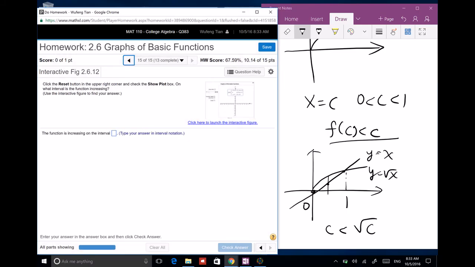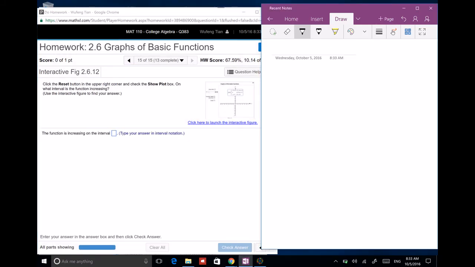Okay, and on what interval is the function increasing? So click the reset button in the upper right corner, check the show plot box. On what interval is the function increasing? I cannot see the function, but I will see if I can. Let me check in my other.